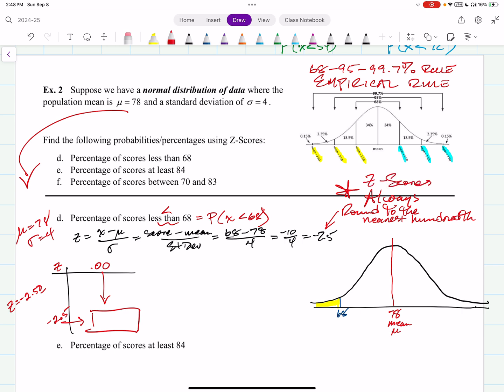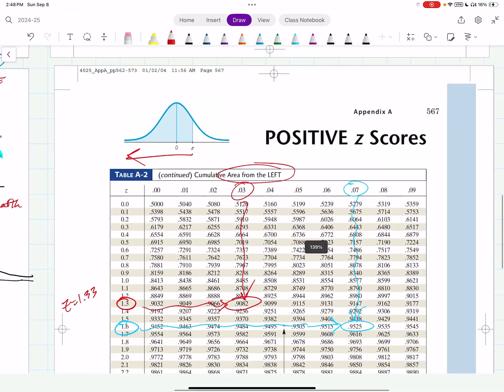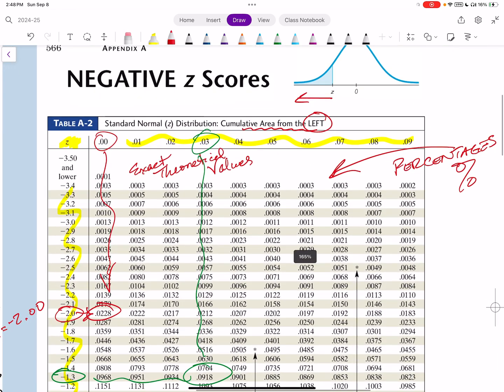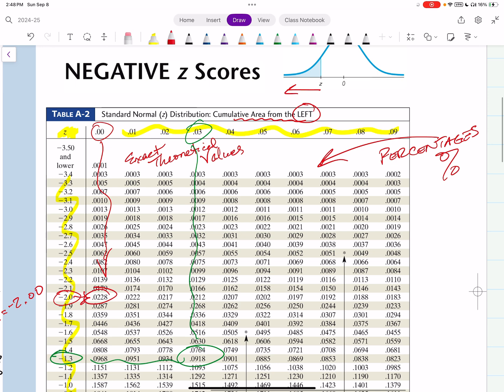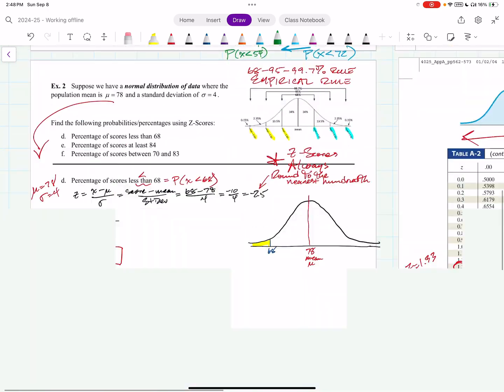So let's go to the table and find negative 2.5. Z-tables have the positive side for positive values, when you're greater than the mean, and negative z-scores if you're lower than the mean. So you have to find negative 2.5. It's right there: z equals negative 2.50. Then you go up to the top, which is 0, go down and across, and you read the number 0.0062. It's small.